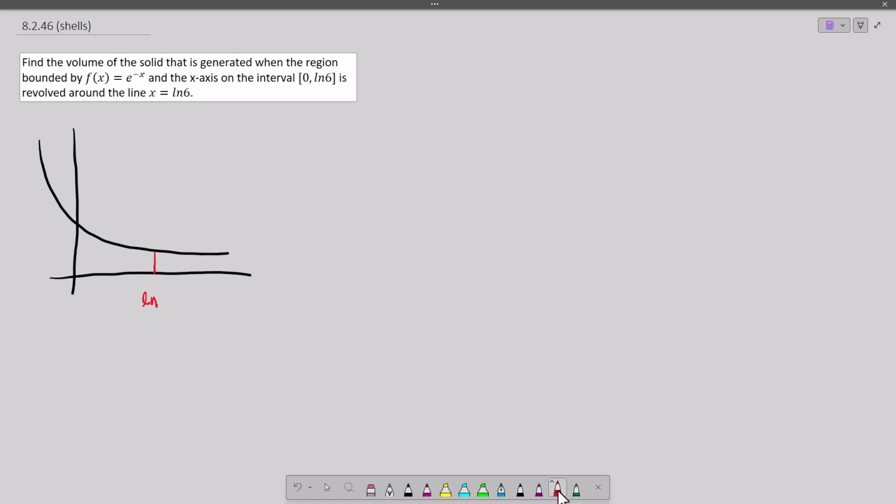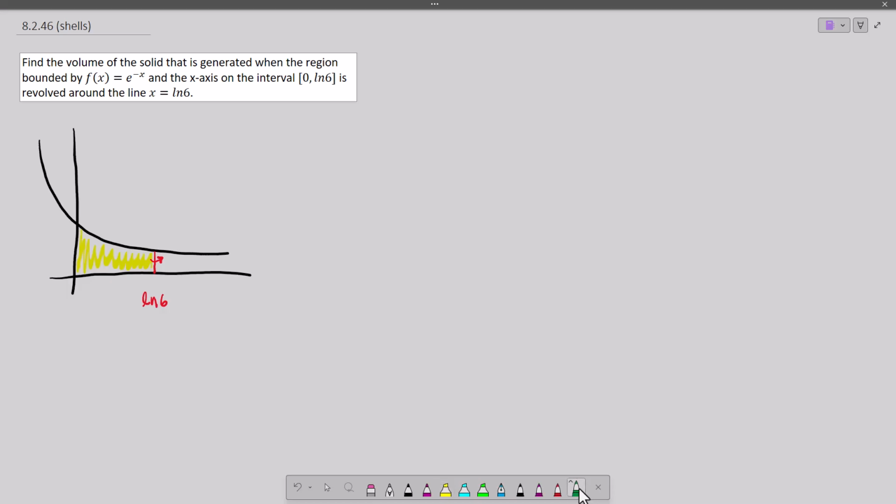so we're just going to call that natural log of 6 right there. And we are going to rotate around that line, and the region that we're rotating is going to be all of this. And that's going to create a solid object. So we're taking the region that's between e to the negative x and the x-axis on that interval, so that whole quantity there. And then we're going to rotate it around the line x equals natural log of 6. So we're going to get a bowl-looking object.